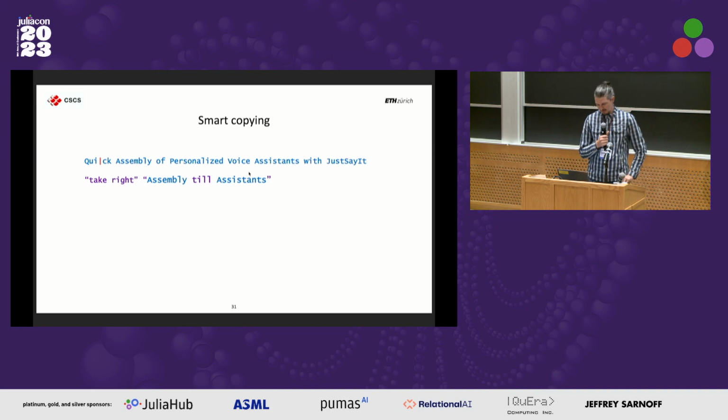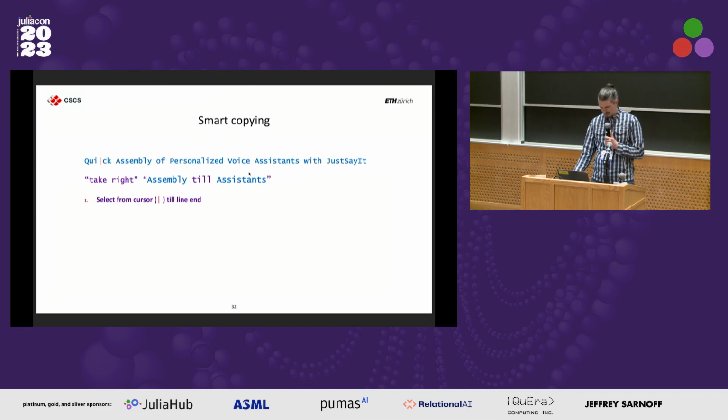Now another quick example. It's about smart copying. We can very smartly copy things by saying, for example, here, we have this text in the first line, and you see the red thing there is the cursor. And let's say, okay, write assembly till assistance. So it would copy everything from assembly to assistance.